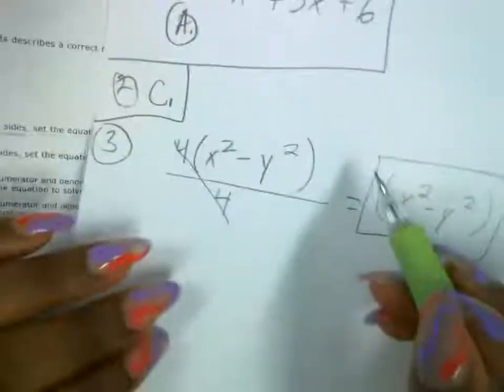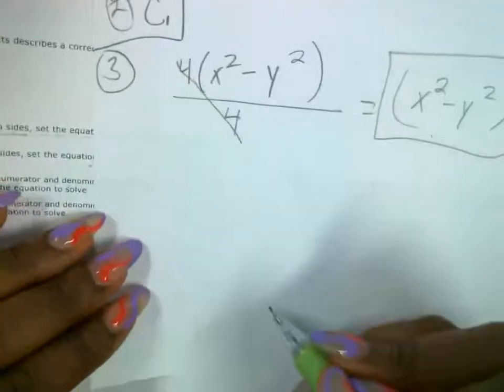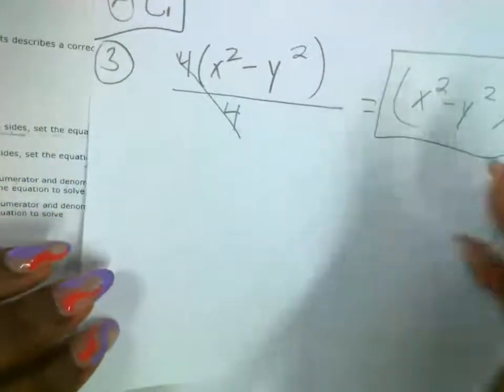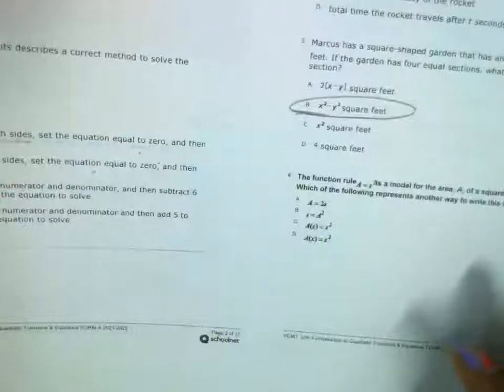Because I had to divide everything by 4. This is the area, so divide the area by 4 to see what each of the sections would be. So divide the area by 4, and that's how you get your answer. So number 3 is B. All right. That was a little tricky.